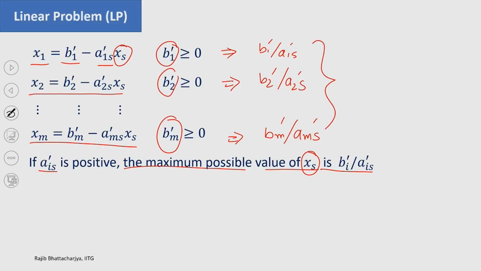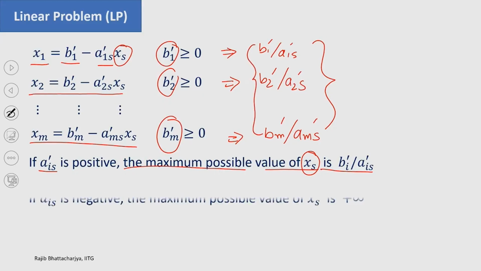Now, what we have to do? We have to take the minimum of these ratios, otherwise some decision variable will be negative. So, we have to take the minimum of this particular ratio as I have explained. If ais dash is negative, then the maximum possible value of xs is infinity.